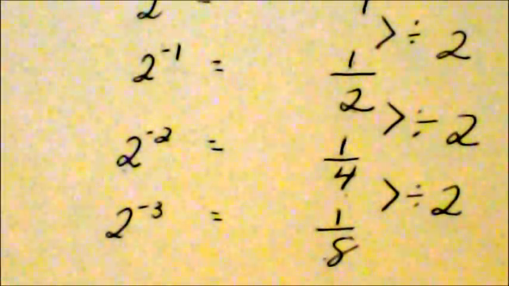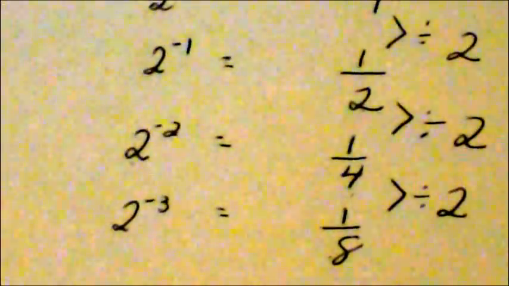Okay, let's try it with a base of 3 and just see if the pattern works there. We'll start with 3 to the 3rd power. That's 3 times 3 times 3. That is equal to 27.